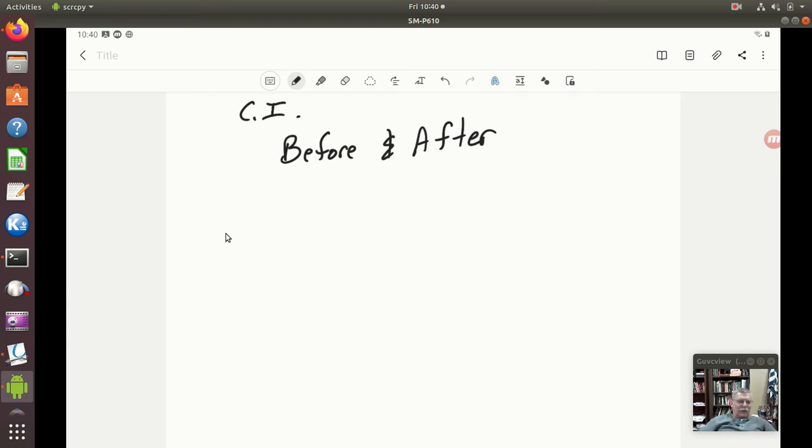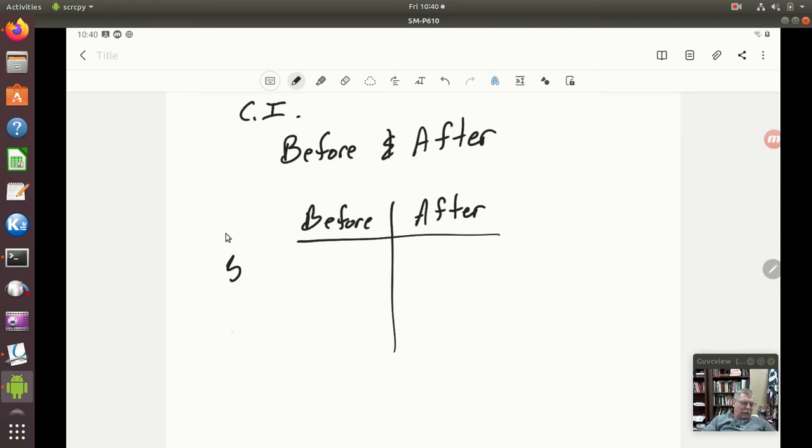And so what might you have? You might still have these successes and failures, right, before and after. So let's just set that up that way. Here's what my data might look like. So here's success, here's failure.